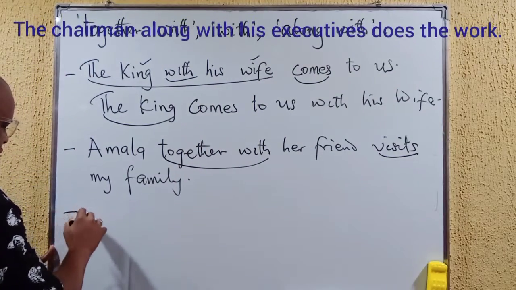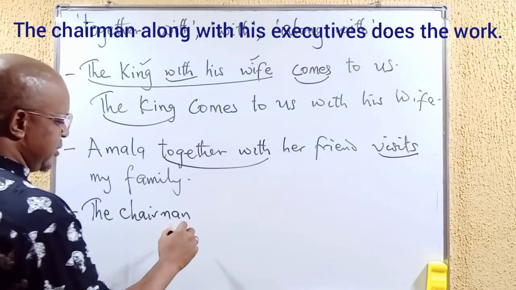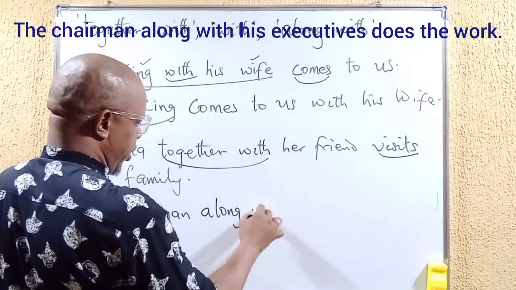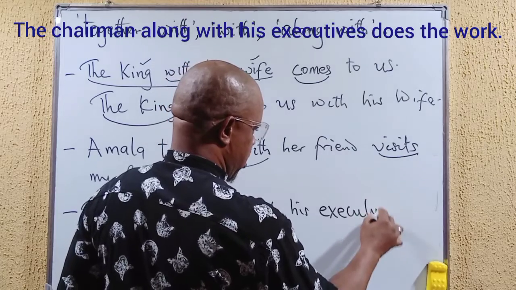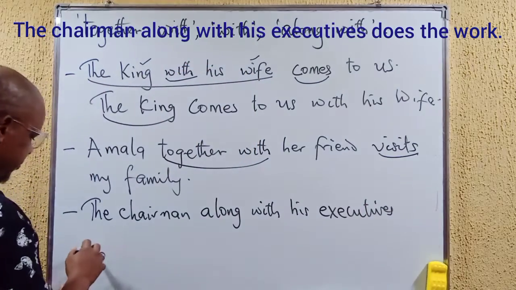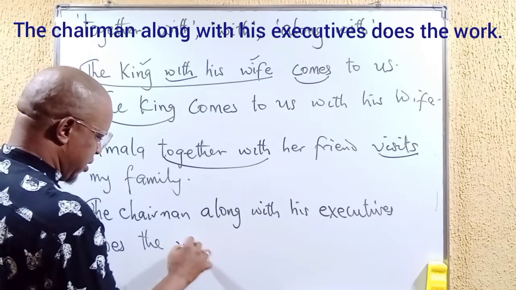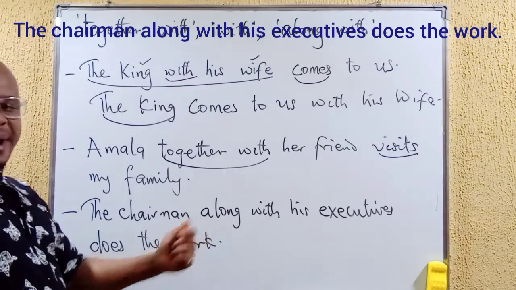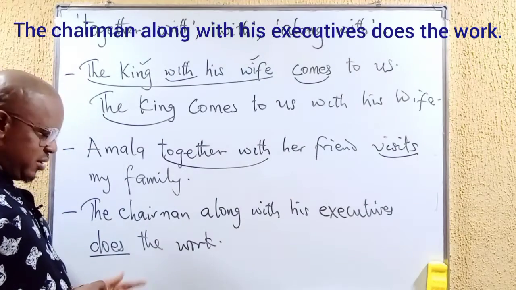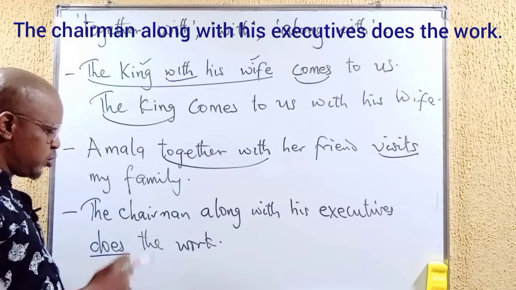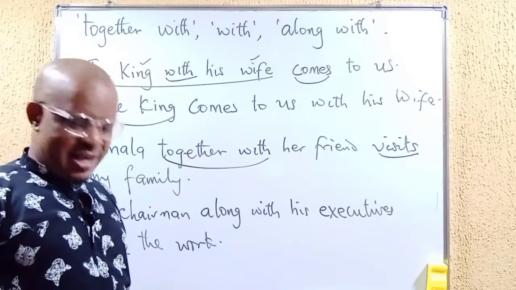Finally, the chairman, along with his executives, does the work. Okay? The chairman, along with his executives. Look at the verb: does the work. Very important, take note. The chairman does the work along with his executives.